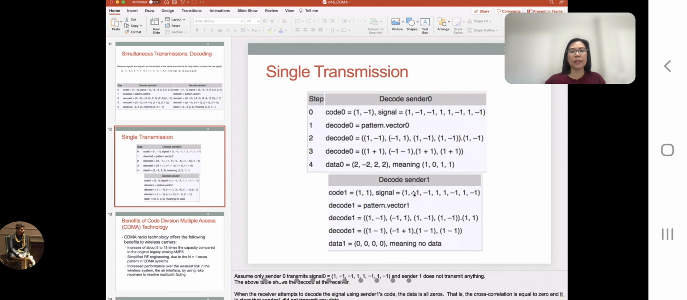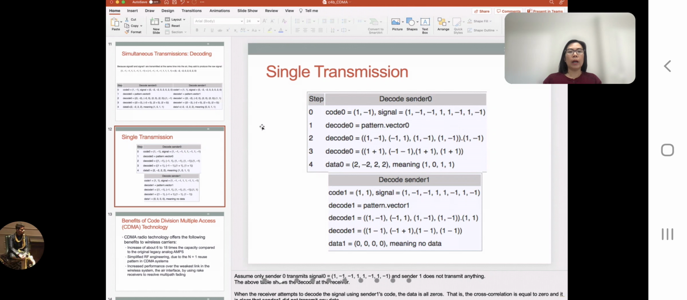The receiver repeats the same process for sender 1, using this signal, and the code is 1, 1. This is the code for sender 1. We decompose this into subvectors and take the dot product of each subvector and the code. If we do this, we get back 0, 0, 0, 0. This means there's no data, so that's how the receiver knows there's no data from sender 1. Only sender 0 sent the original message.